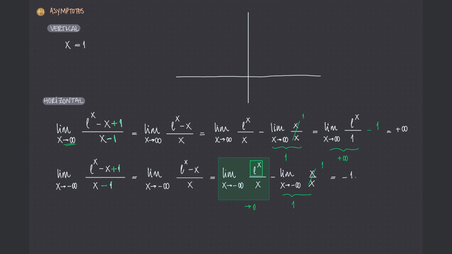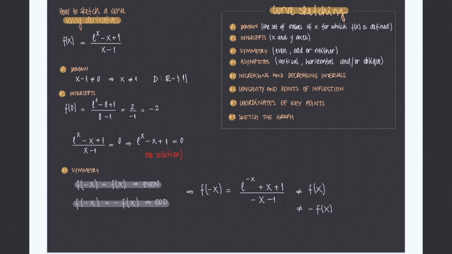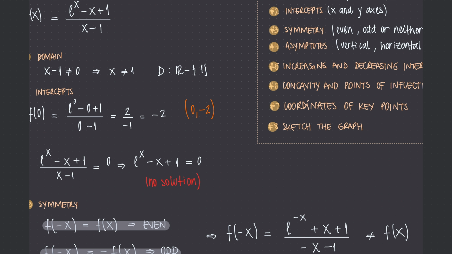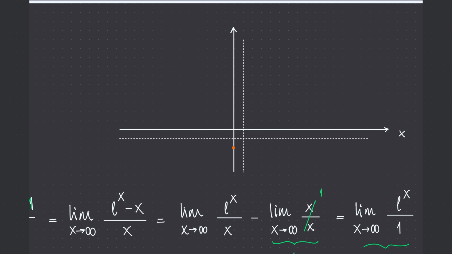We can already draw the coordinate plane and place the horizontal asymptote over here, and also the vertical one, which is x equals 1. We had a few steps before found the y-intercept, which is 0, negative 2, which is this point right here. So let's place it over here. And perfect. Now we can go to step number 5.